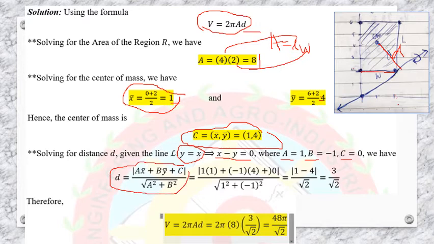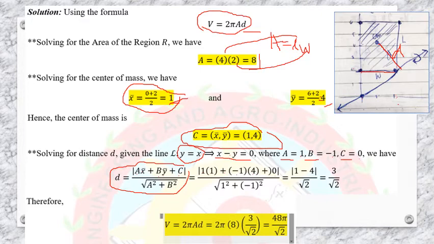So, we have d equals to the absolute value of a x bar plus b y bar plus c, all over the square root of a squared plus b squared. So, this is equal to 1. Ang a natin class is 1. Then, yung nakuha din natin na x bar is 1, plus si b, ang given na value of b is negative 1. Then, yung y bar na nakuha natin equals to positive 4. Then, plus c na equals to 0.